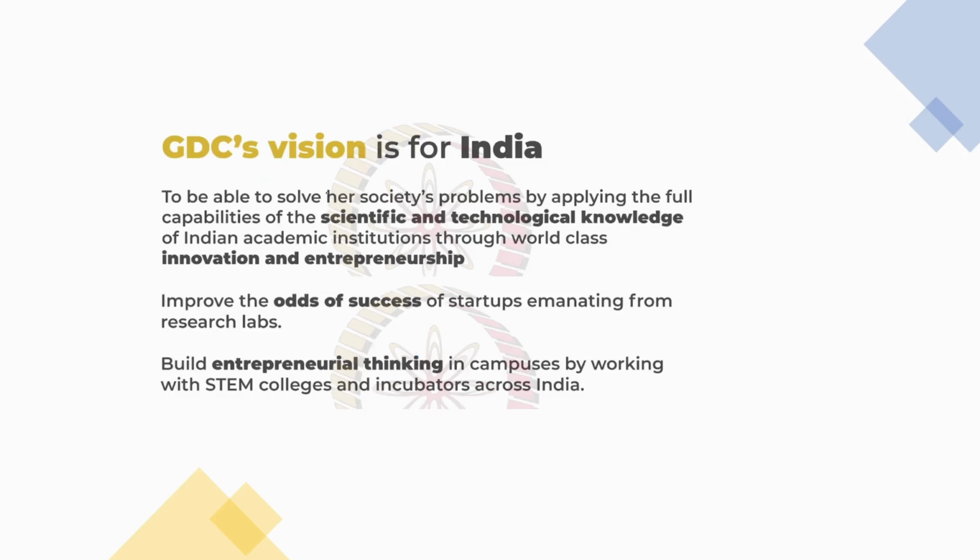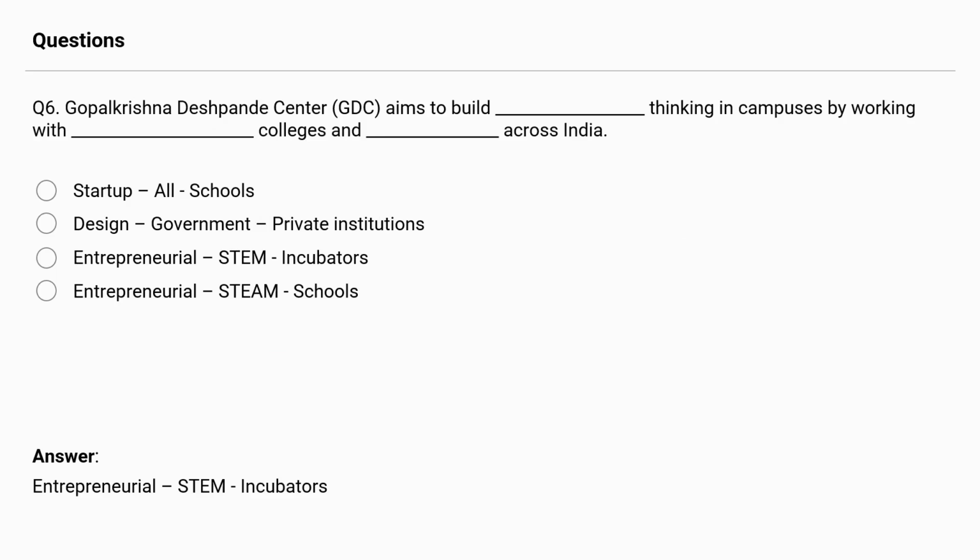So that is GDC's vision for India, and they want to build the entrepreneurial thinking in campuses by working with the STEM colleges, which is primarily around science, technology, engineering, and mathematics, and various incubators across India. So the three blanks were entrepreneurial thinking, STEM colleges, and the incubators, right? So if you see how the content is being utilized to frame questions, it's very critical. So the correct answer is option C, which like many of you have already mentioned, is about building.